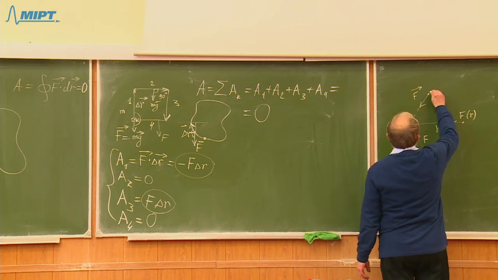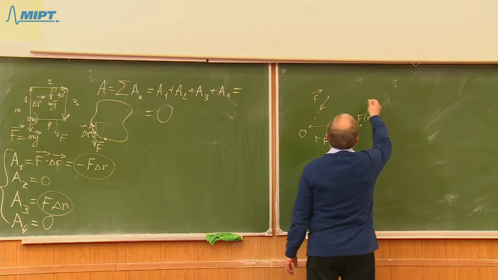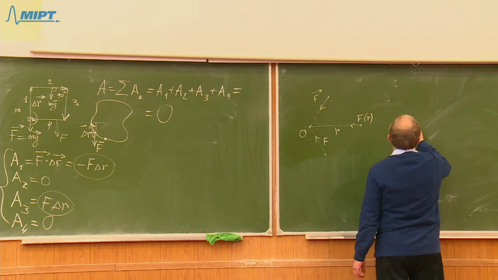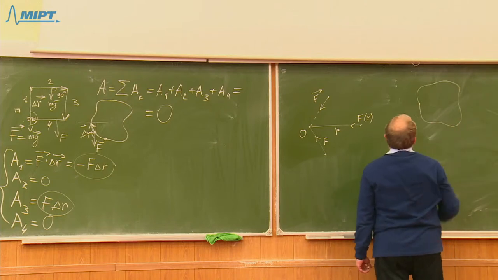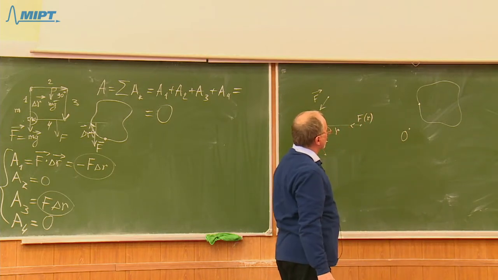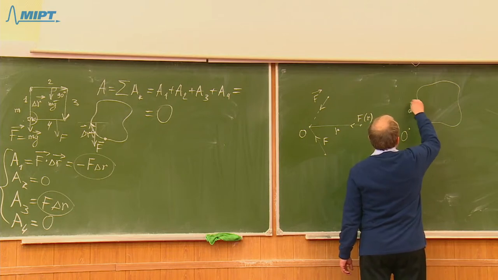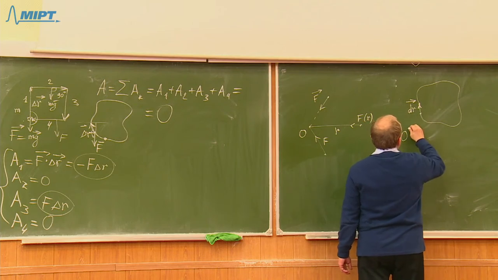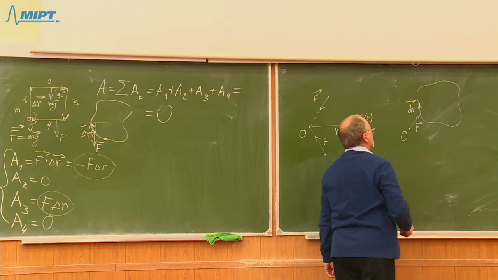If I take the particle and allow it to go along some arbitrary trajectory, let's consider it here. That's the center, and that's the initial point for my particle, and it goes along an arbitrary trajectory, and then it ends at the same point. What happens? If the particle shifted from this point to a final point, the shift is delta r, the displacement of the particle, and this is the radius r. And the force is acting along the radius.